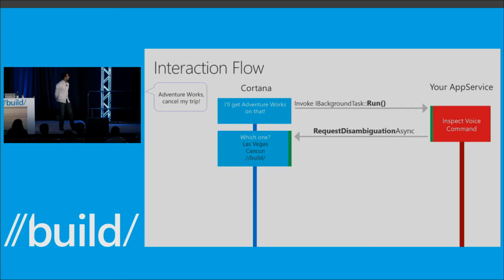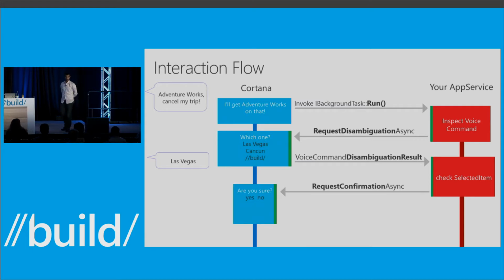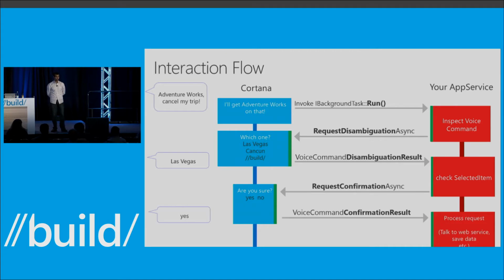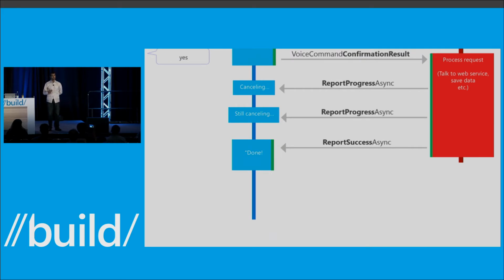At this point, you recognize that there's multiple trips, so you need to know which trip to cancel. You call request disambiguation async. Cortana asks, the user specifies Las Vegas, and we return a result to you, voice command disambiguation result, with the content Las Vegas. You check that item, and you say to the user, are you sure you want to cancel? The user says yes, and we give you a confirmation result back. This is the time at which you start doing the processing of cancellation for a trip.